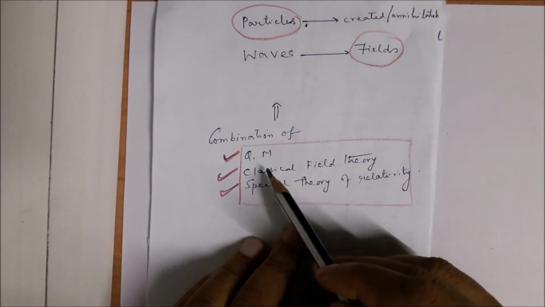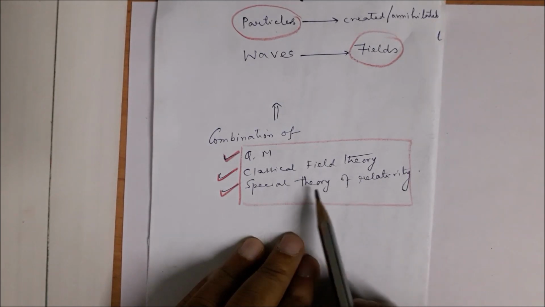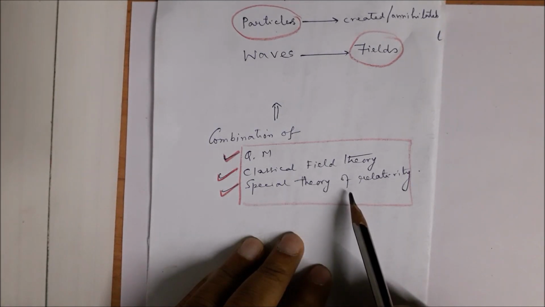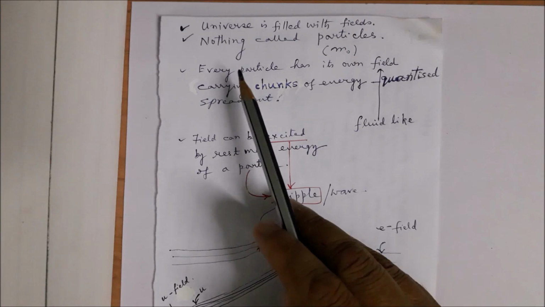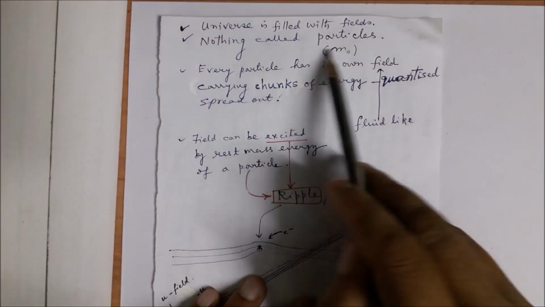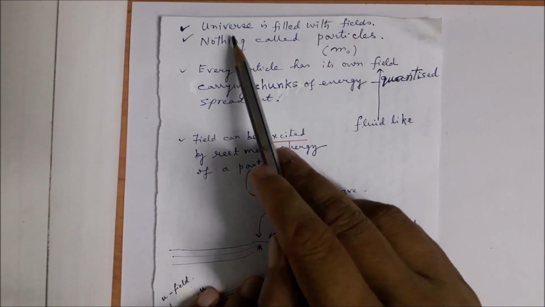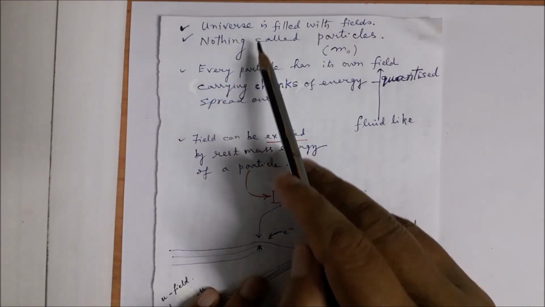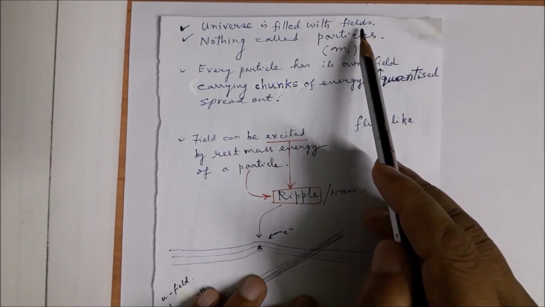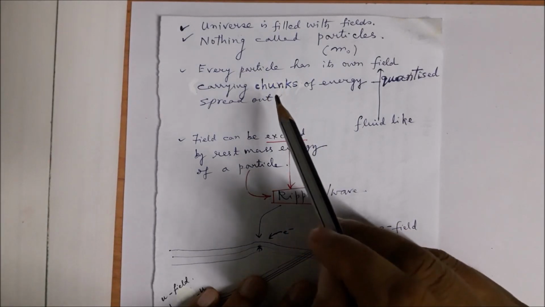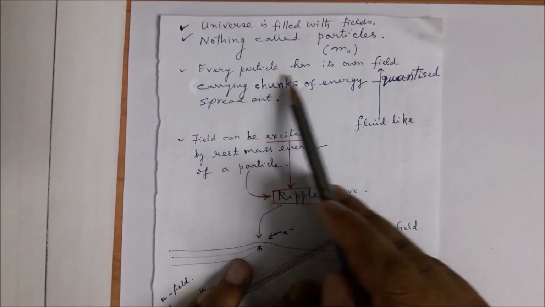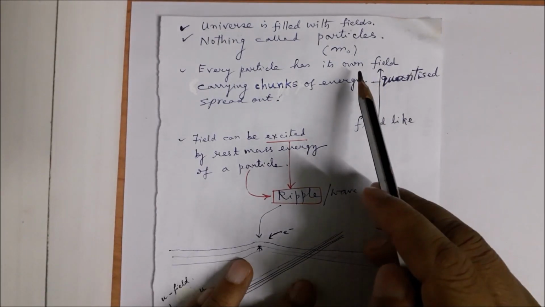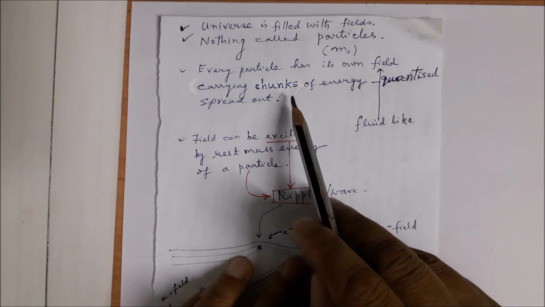Now it is a combination of quantum mechanics, classical field theory, and special theory of relativity, and this gives us quantum field theory, the basic ideas of which are as follows. There is nothing called particles. Ultimately, the fundamental nature of the universe is that it is filled with fields that can be perturbed, that can vibrate, oscillate, and experience excitations. Every particle has its own field, and the field carries chunks of energy.